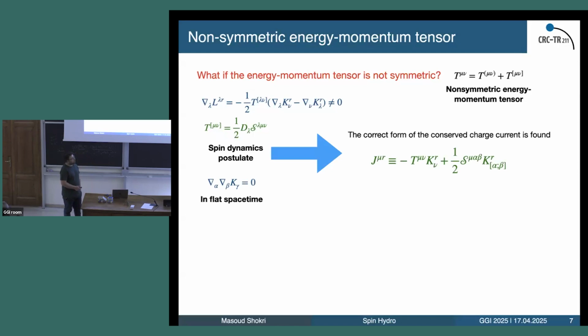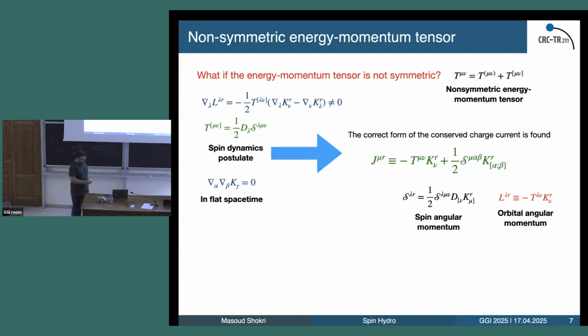So you have T^{μν} contracted with the Killing vector, and then you have the spin tensor contracted with the gradient of k. And then you will have a covariant decomposition of the total angular momentum. The first part is the spin angular momentum, given like this. And then you have the orbital angular momentum defined by this. So it means that you're safe, and you can use any kind of coordinate system that you want to use.